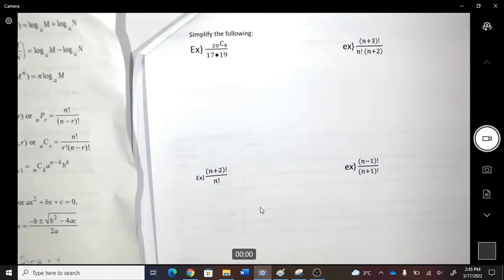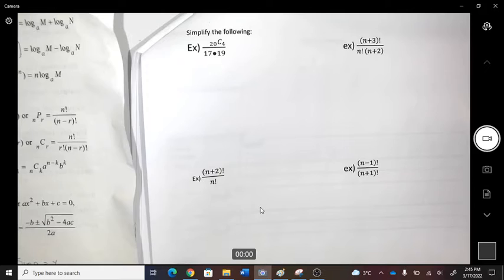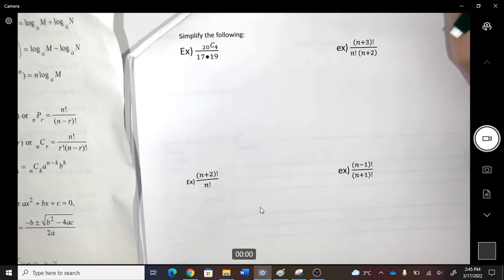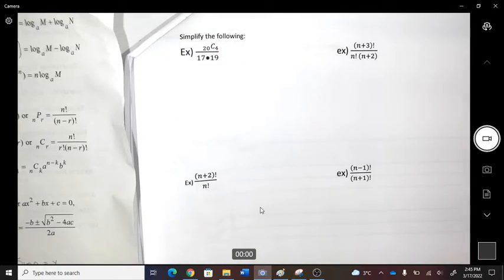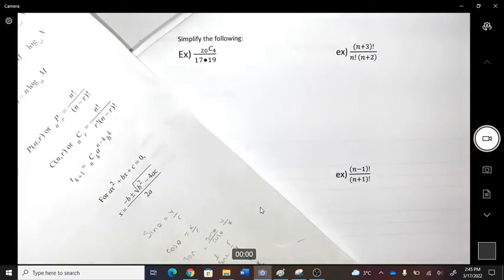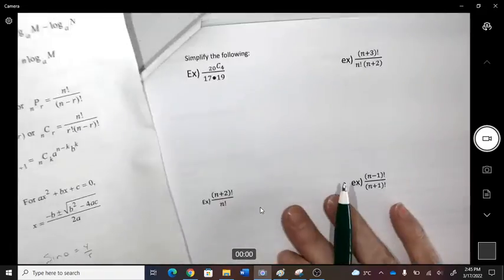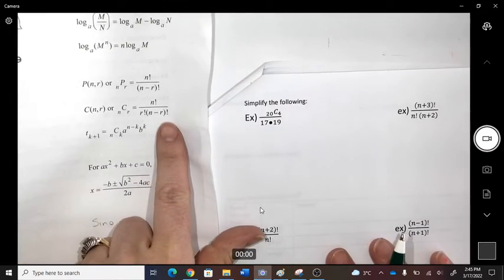So this is just dealing with factorials and combinations in the formula sense. Okay, so 20C4, can you find your formula sheet? 20C4. Okay, you ready?